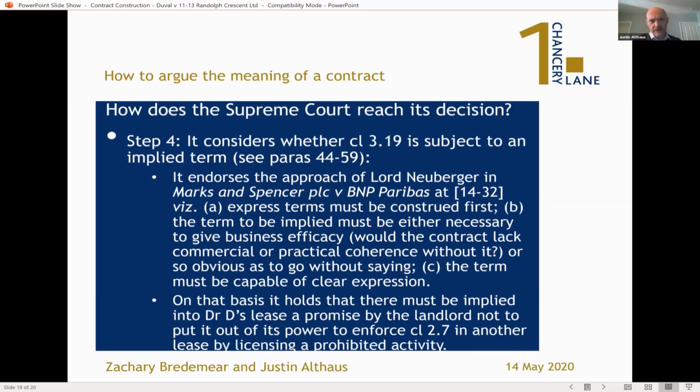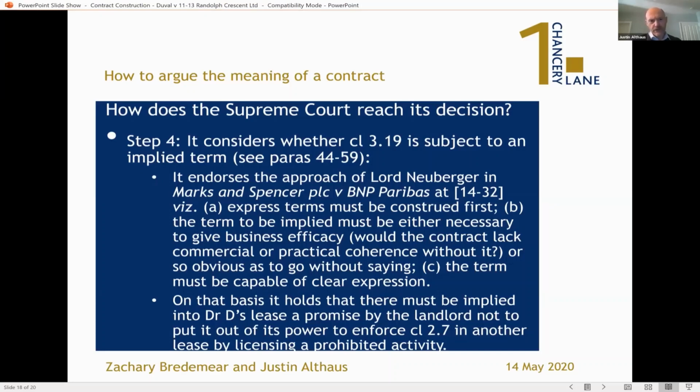And as you would expect, it began by adopting Lord Neuberger's approach in Marks and Spencer and Paribas that Zach has referred to. In other words, you've got to start with the express term. You've got to construe the express terms first. Well, they've just done that.